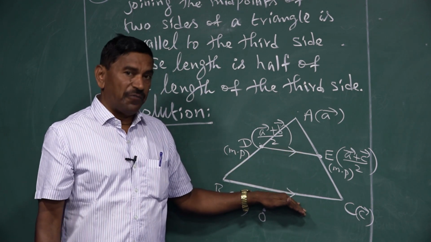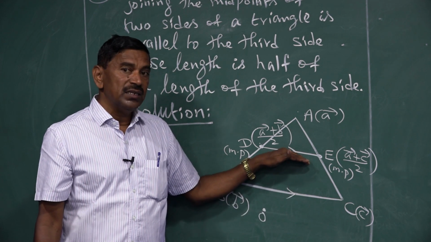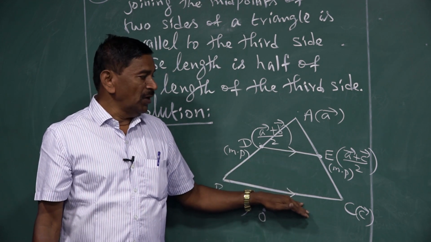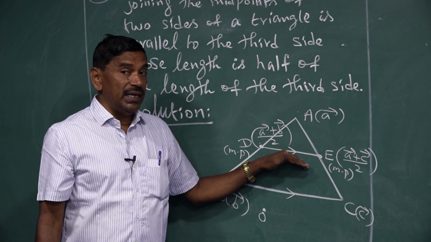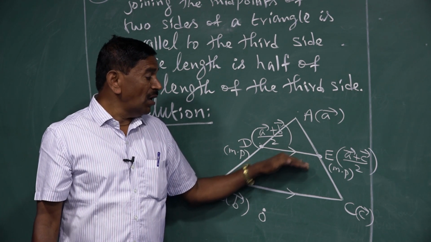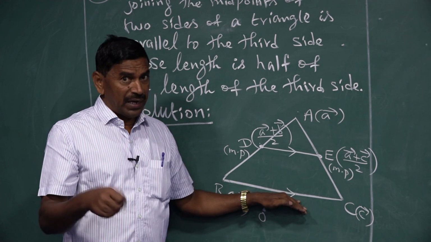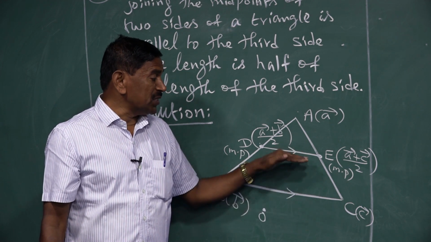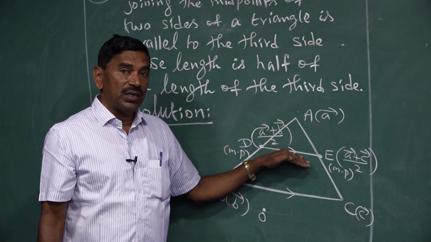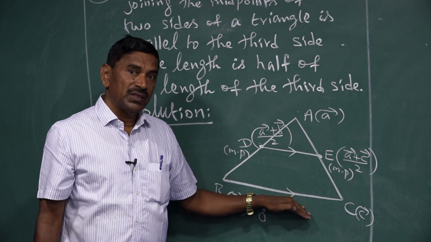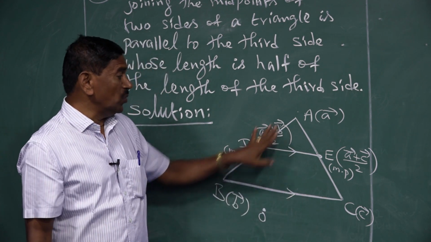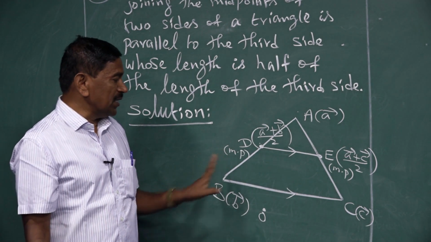Next, half of the length. We want to prove the line segment is half of the third side. So the second result is DE vector is equal to half into BC vector in vector notation. In magnitude form, it is enough to say DE is equal to half of BC. So two results we have to prove. Again, listen to me.